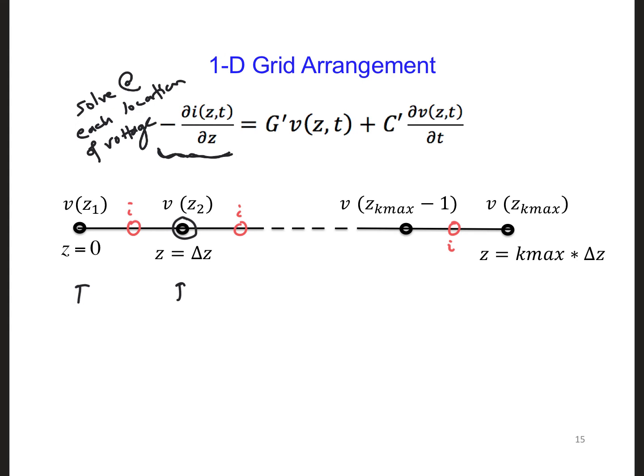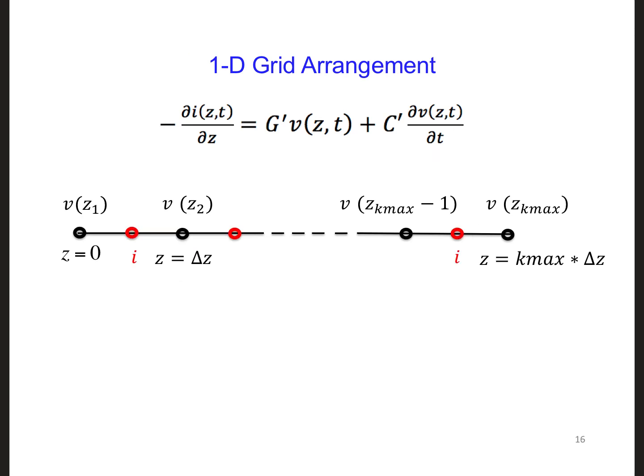Here we're going to estimate the slope of the current at each of these locations of the voltage, because that's where we are solving this whole equation. So we'll write this out in more detail in a moment. First, let's consider the last term of this equation before we do that. So this is the partial derivative with respect to time. This slide is the same as the last one, it's just that now we have the currents added in between the voltages.